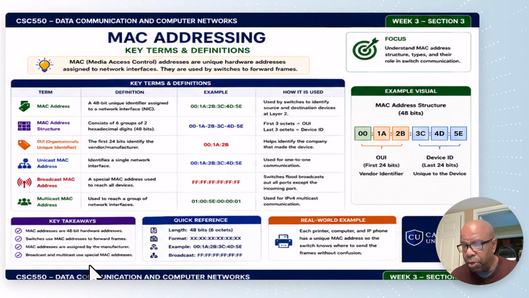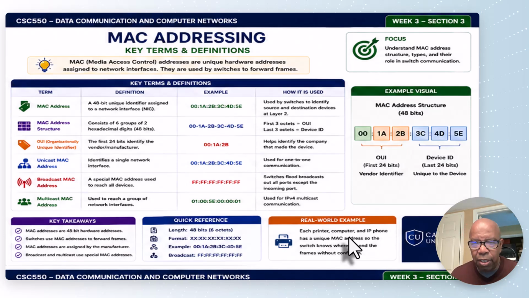Broadcast and multicast use special MAC addresses. I could say, if I use this MAC address, I want to transmit this particular information to everybody. So it's not really looking at a specific MAC address for that device, but it knows that any device on the network, if I do a broadcast, it's going to send that to every MAC address that's connected. Length is 48 bits. Here's another example. Each printer, each controller, each iPhone has a unique MAC address so that the switch knows where to send the frames without confusion.